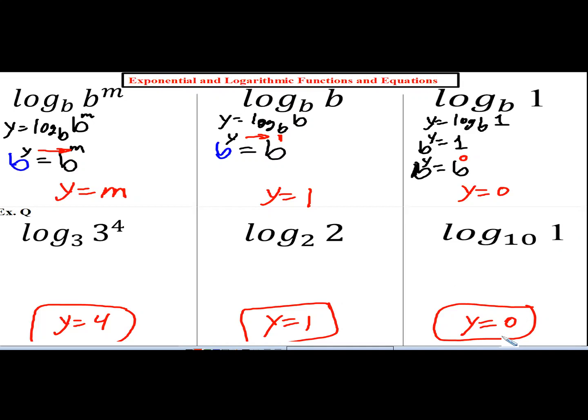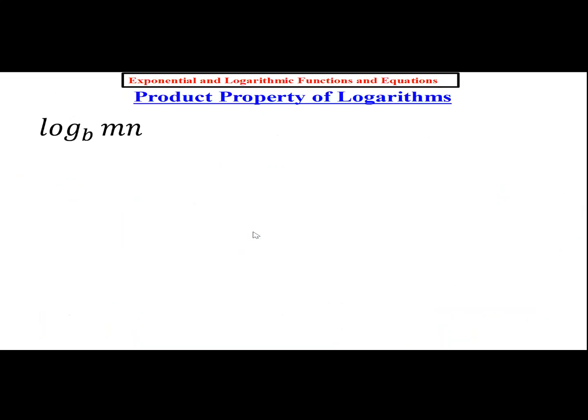All right, so those are the most common definitions. But let's get started with our first property of the day. Ready? Write this down. Our first property of the day is known as the product property of logarithms. And it's log b, and then the given number is m times n. All right, so this is called the product property of logarithms because product means multiplication.